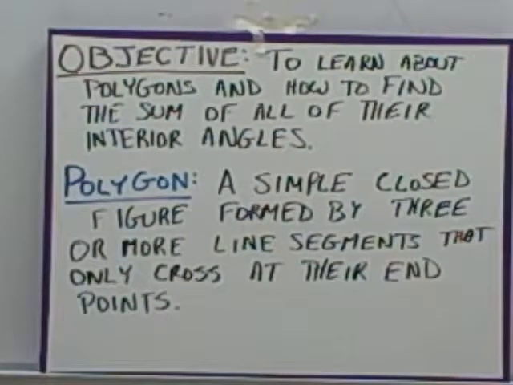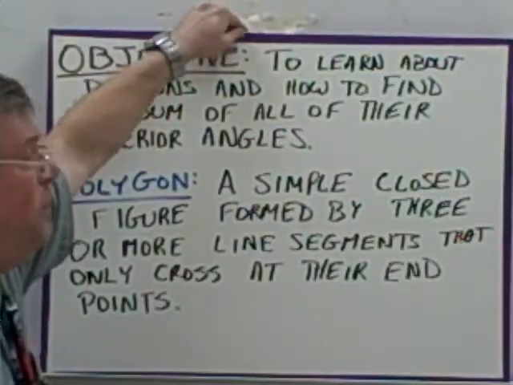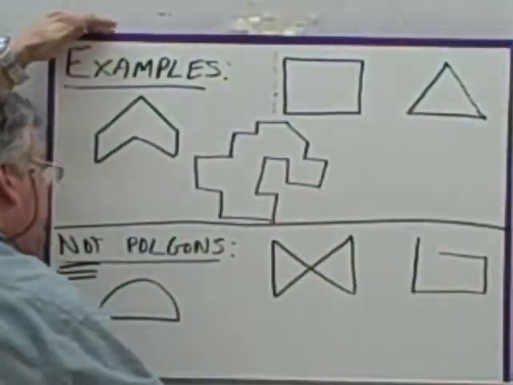Hello, the objective of this video is to learn about polygons and how to find the sum of all their interior angles. First, we need to know what a polygon is. A polygon is a simple closed figure formed by three or more line segments that only cross at their endpoints. So let's take a look at some examples of polygons and some examples of things that are not polygons.